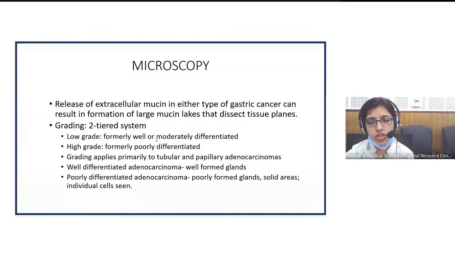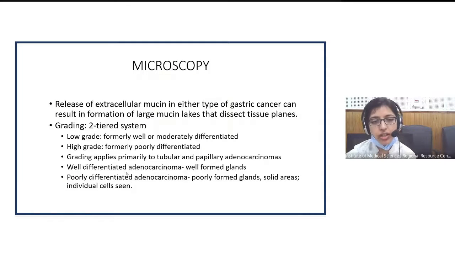Now, how do we grade gastric adenocarcinomas? We follow a two-tier system, low grade and high grade. Well and moderately differentiated adenocarcinomas were previously classified separately, but are now grouped together and called low grade adenocarcinomas, while those that were classified as poorly differentiated are now called high grade adenocarcinomas.